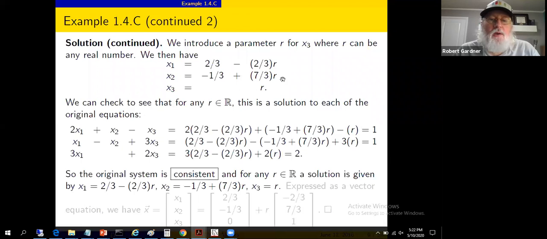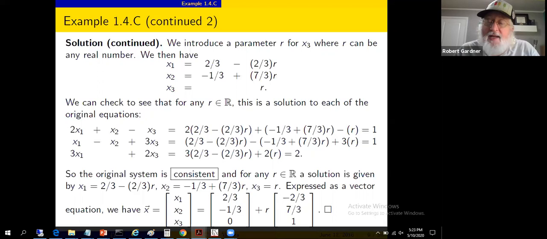If you like, we can plug these things back in those systems of equations. We had 2x1 plus x2 minus x3. All right, let's plug this in for x1, this for x2, and r for x sub 3. If you'll do the arithmetic, we get out 1. That was the first equation. All the r stuff canceled out and you were just left with one. Similarly, in the second and third equation, all the R stuff cancels out and you're left with one and two respectively in those. And that was the first and second equations. So this is consistent. That was their question.